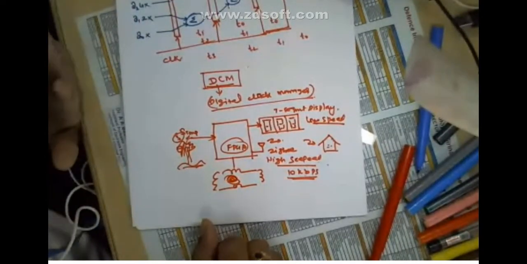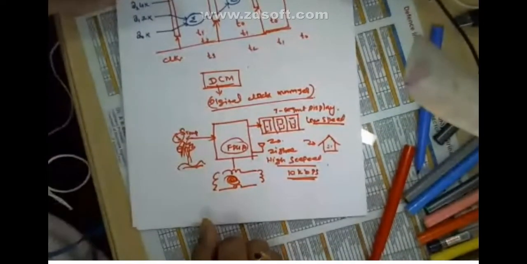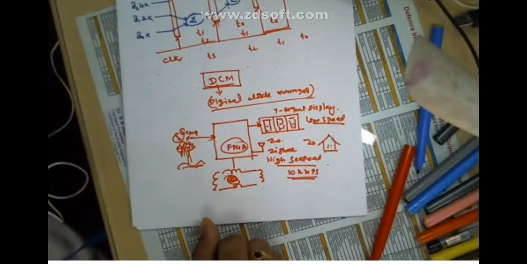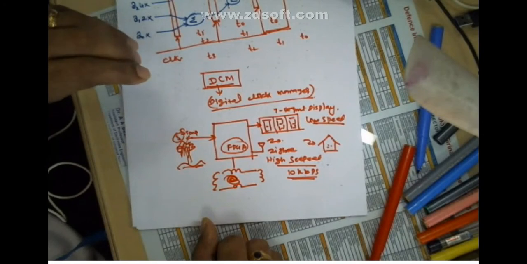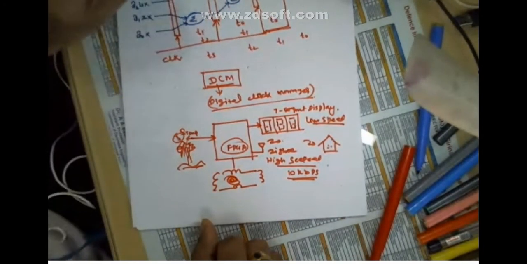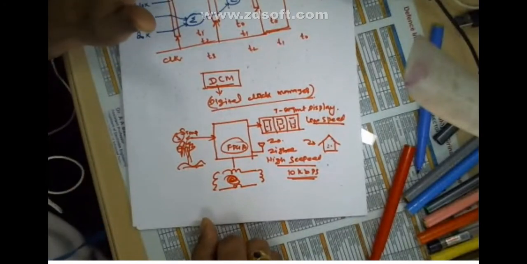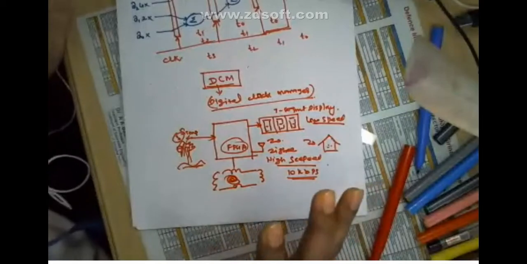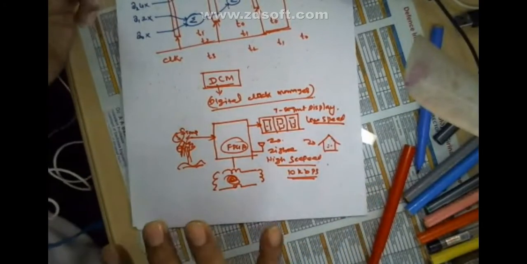A DC motor needs a different speed, a stepper motor needs a different speed, a piezoelectric actuator needs a different speed, and likewise the 7-segment display, RS-232, Zigbee, RF module, LCD, multi-segment display, GLCD. So there are different modules that have to be operated at different speeds.